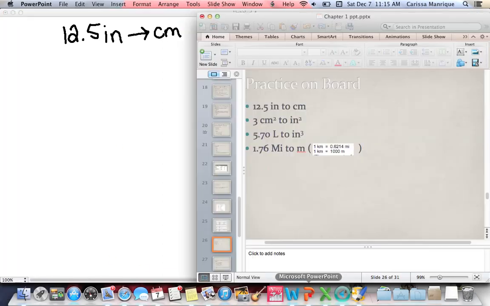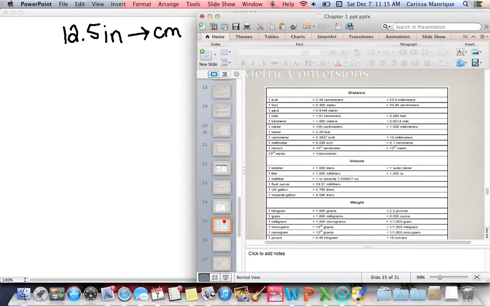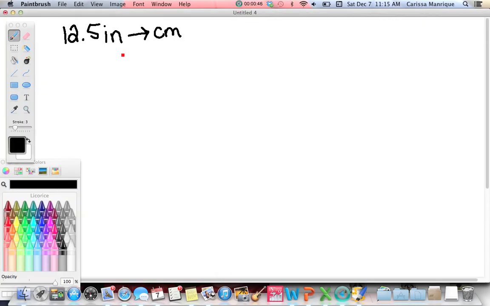come back to the PowerPoint, you see here 1 inch equals 2.54 centimeters. So let's write that down. 1 inch equals 2.54 centimeters. Okay, so we need to cancel out the units.